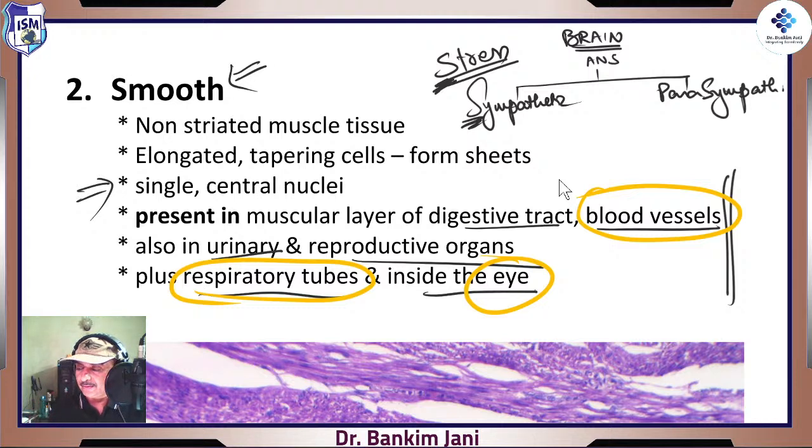And with parasympathetic, eat and rest, the entire process would change, right? So that's the reason that smooth muscles are distributed across, but every smooth muscle is under the control of the brain, right?